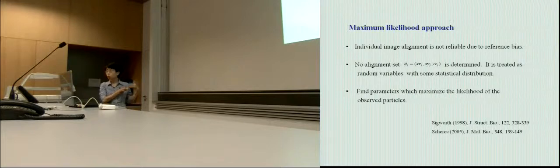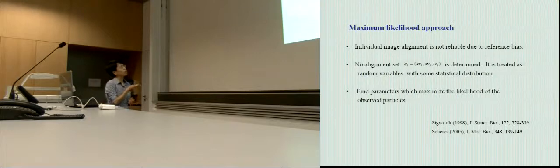We are trying to look for a solution from a completely different point of view. Here is the maximum likelihood approach. In this approach, we are not trying to find out the exact translation and rotation for each individual image. Instead, we consider this as a random number from a specific distribution. We don't know whether it should be a 3 or 4 pixel translation. We just know that it might be in some range with some distribution.